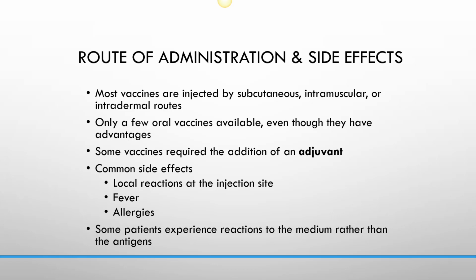Some vaccines require the addition of an adjuvant. So that's when I was talking about how a lot of times those just conjugate vaccines where they're just the subunits or a chunk of the microorganism, you need to add an adjuvant, and that's an extra substance to help boost the immune responses against that pathogen. Common side effects include local reactions at the injection site, fever, allergies. Some patients experience reactions to the media rather than the antigens. We'll learn about how viruses are grown later on in the semester, but we actually grow viruses inside of eggs. So if a patient has an egg allergy, they may have an allergic reaction to certain types of vaccines.